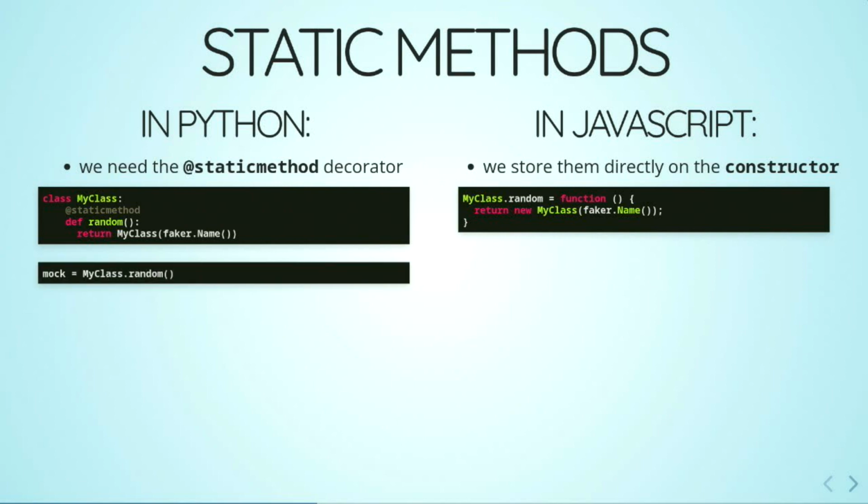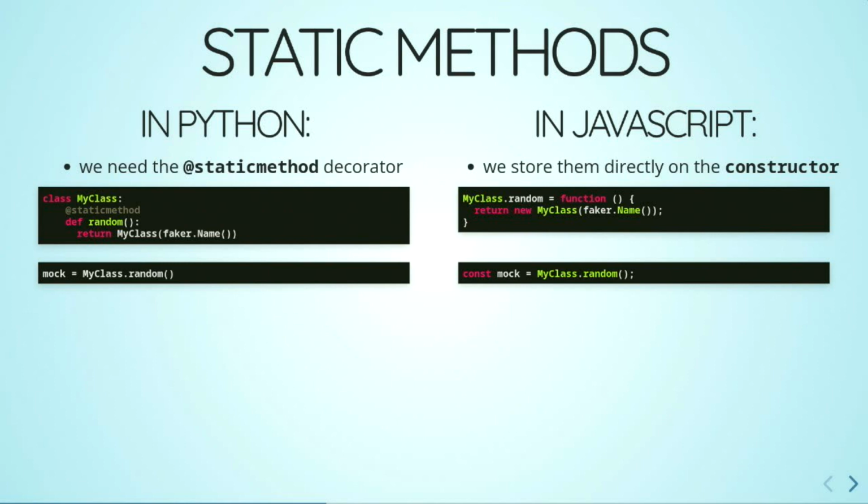So invoking this, here we would get a mock object from a Python class, and here in JavaScript, we call it the same way. It looks very much the same. We get an object back. It's just a method, a function attached to the function object, which is our constructor.